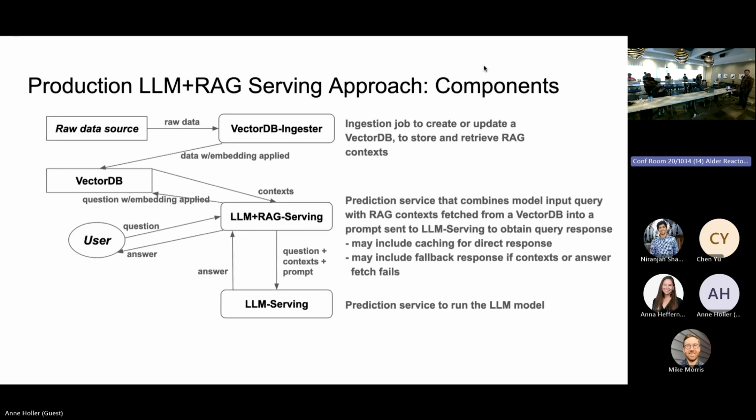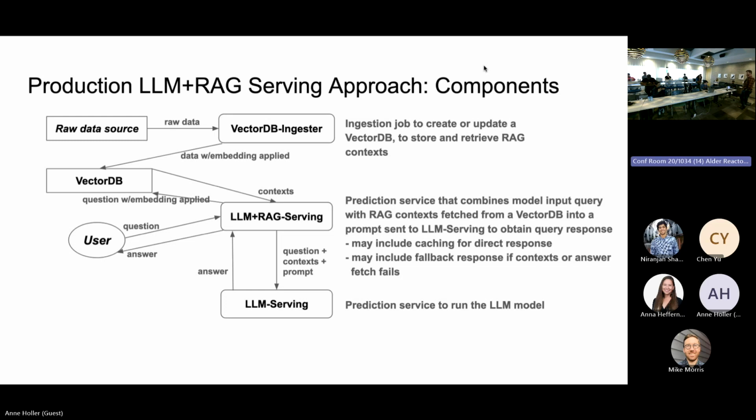So here's a high-level block diagram of some of the major components of a GenAI application, a RAG application. So you have a raw data source. This could be any kind of unstructured data that you want to turn into vectors. That would happen in the vector DB ingester, and then eventually would get into your vector database. Your vector database would serve as a source of data for your LLM and RAG serving component, which is what your front end would interface with.